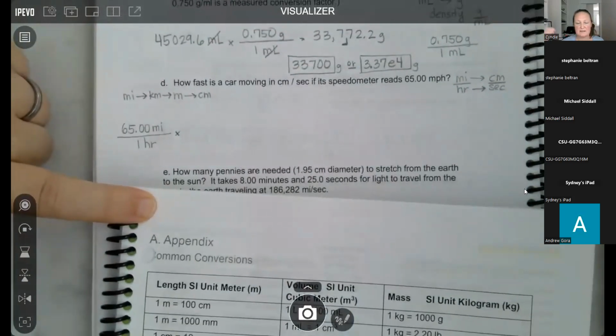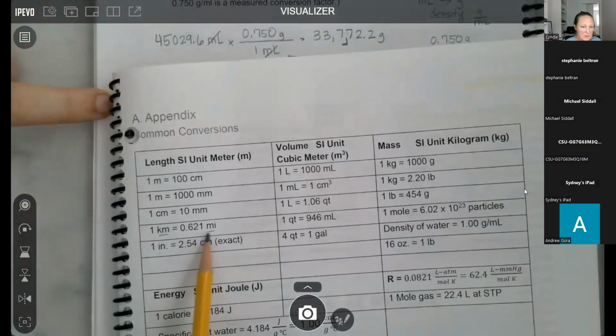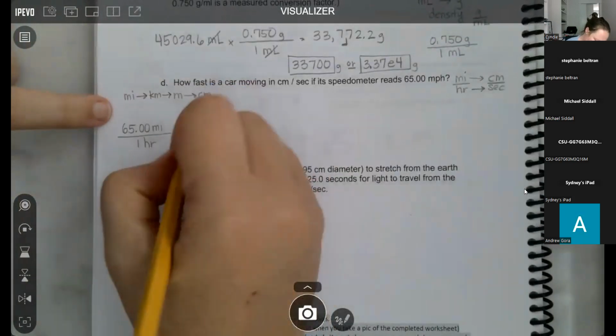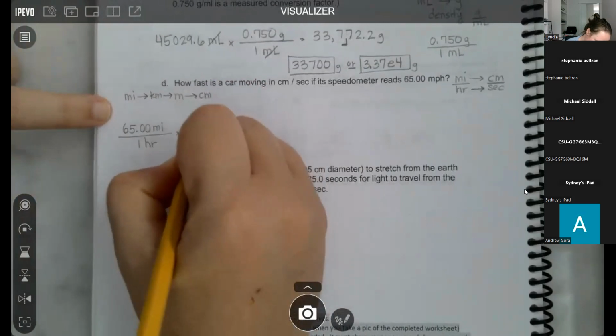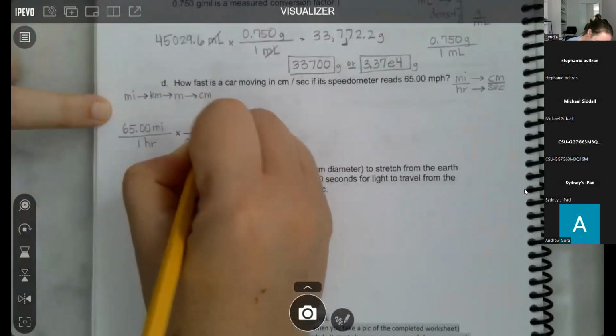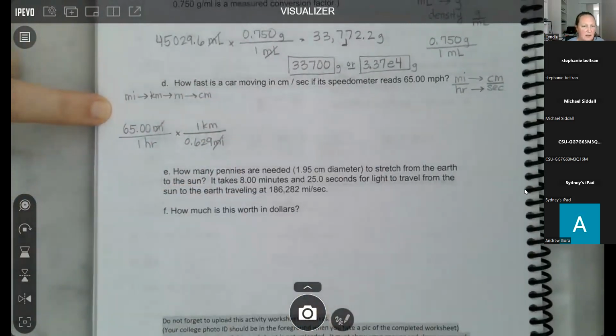So they're all based on tens. But the one that we want from the appendix that we need to know is this 0.621 miles in a kilometer. We're going to do that first, right? So I'm going to put the 0.629 miles, right? And then 1 kilometer. So I know my miles are canceled out.